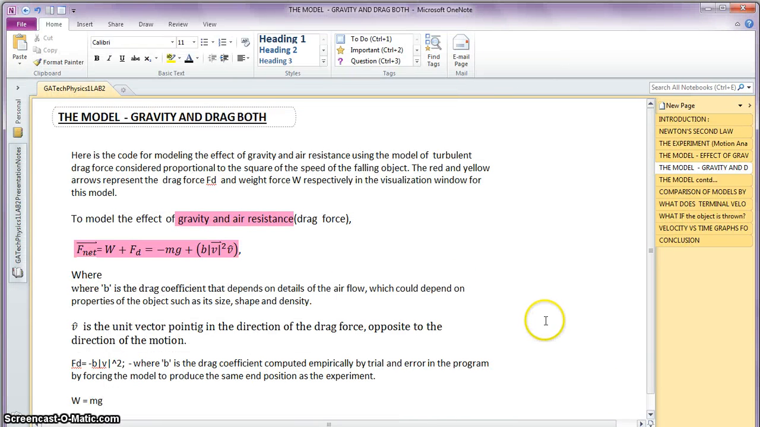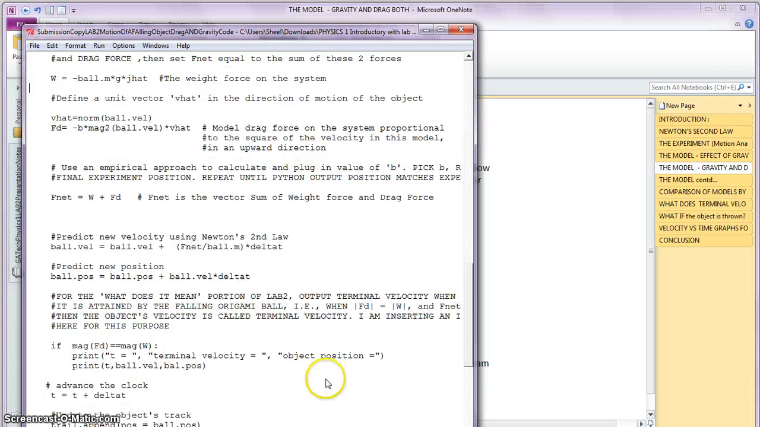I then modeled the effect of gravity and drag force both on the motion of the object. To model the effect of drag force, I considered the drag force proportional to the square of the speed of the falling object. The red and yellow arrows that will show up in the output window of Python represent the drag force and weight force respectively in the visualization window. The following screen will show you my code.